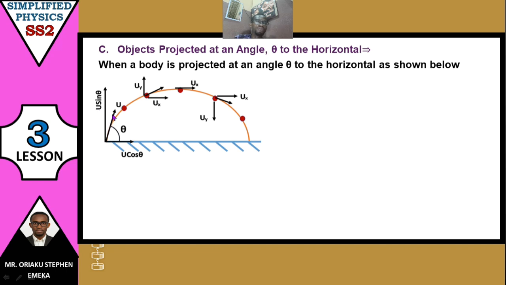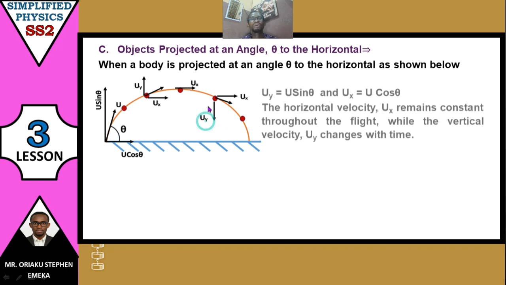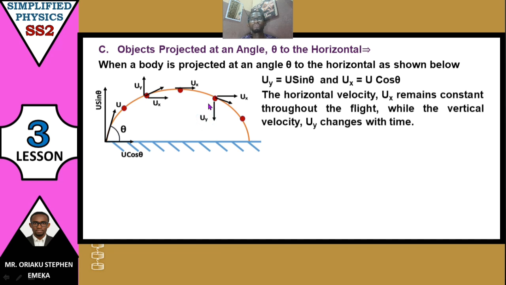So this is our uy, and this is our ux. So uy is u sine theta, and ux is u cos theta. Okay, so if that is the case, we see that all through the motion we have this, but at the maximum height we only have ux, because uy at the maximum height is going to be 0. Okay, let's go. So uy is u sine theta, ux is u cos theta.